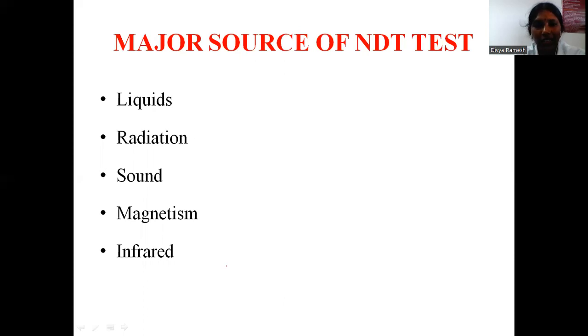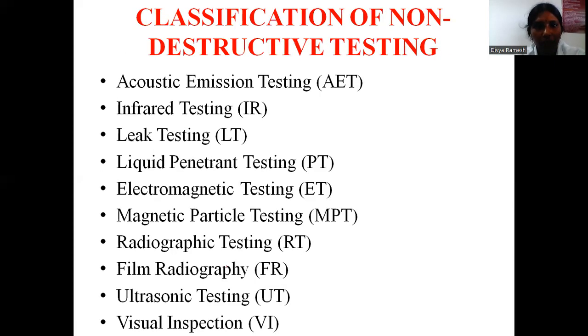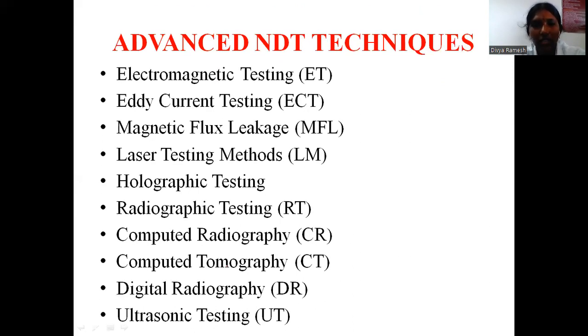and to detect the cracks present on the surface of the material. These are some of the sources: liquids, radiation, sound, magnetism, and infrared. These are the types of non-destructive testing. In acoustic emission, they use sound waves; in infrared testing, they use infrared rays; in liquid penetrant testing, they use spray-like liquids to test the surface. So various testings are here. These will be dealt with in further chapters, with non-destructive testing as a separate topic. Next, these are examples of advanced testing: electromagnetic, magnetic flux, laser testing methods, and so on.